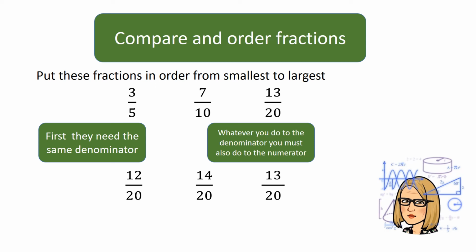So now I've got 12 over 20, 14 over 20, and 13 over 20. And I can compare them much more easily now. I can see that 12 over 20 is the smallest one, followed by 13 over 20, and the largest one is 14 over 20.